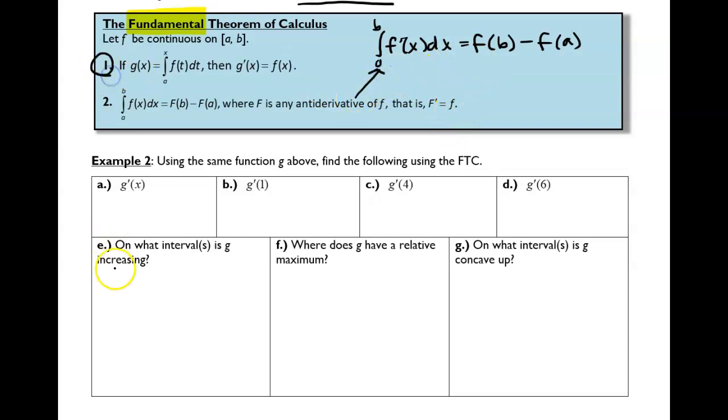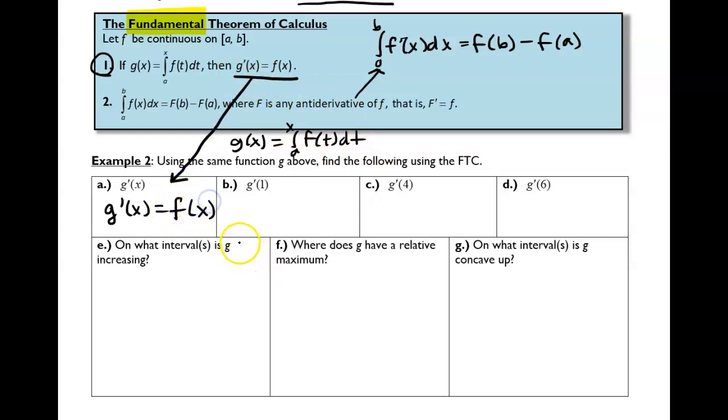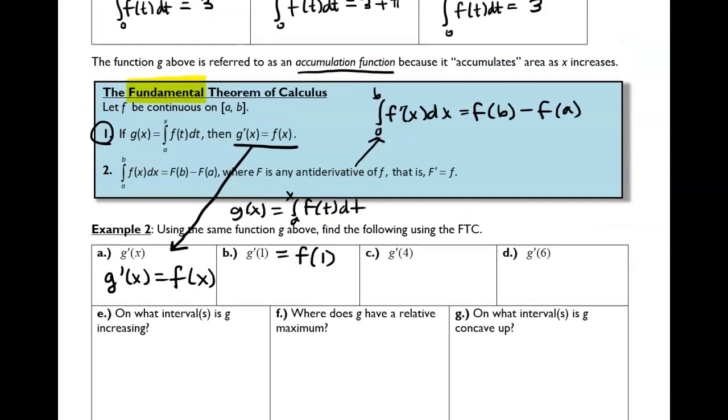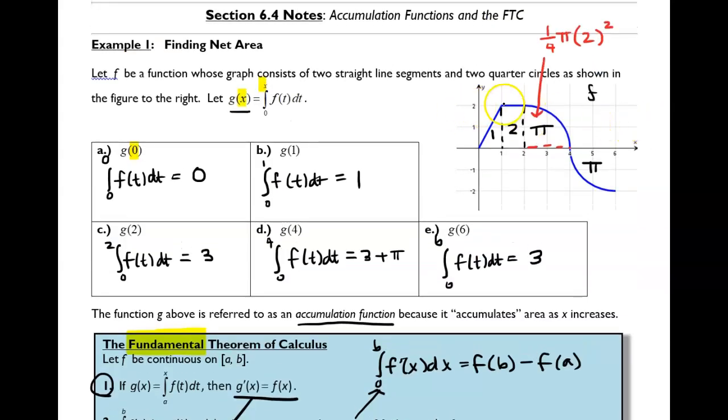We're going to focus on number 1 right now. So we're going to use the same function that we were given above, which was g of x is equal to the integral from a to x of f of t dt. And we're going to use the fundamental theorem of calculus to help us here. So g prime of x just means I'm taking the derivative of this integral, which the fundamental theorem of calculus tells me is just f of x. So then when I want to find g prime of 1, that means I really just want to find f of 1. So I'm going to look back up at my graph of f. f of 1 is 2.